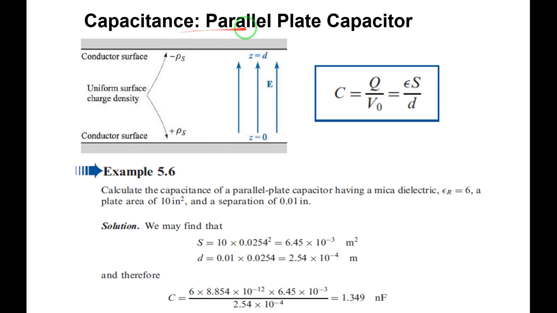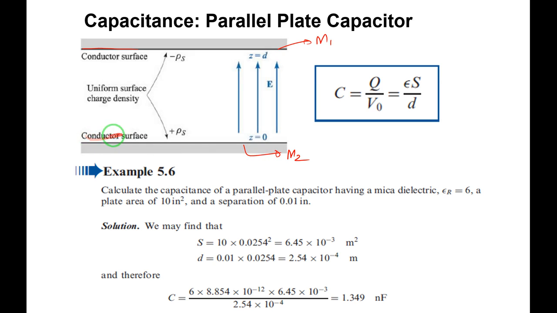Then let us see the construction of a parallel plate capacitor. Let me try to write. This is one of the plates, a metallic conductor. Let me call it M1 and let me call this M2. This is another metallic conductor.